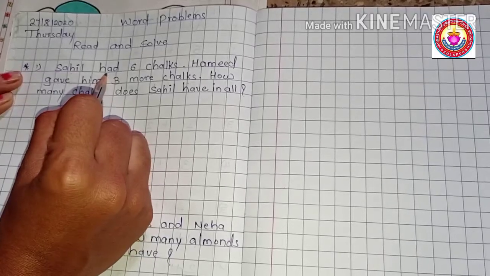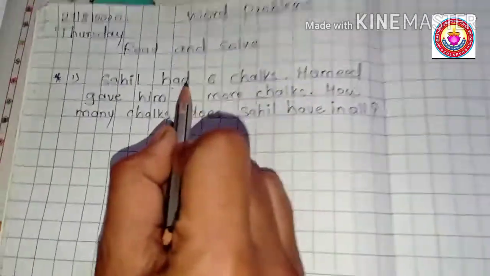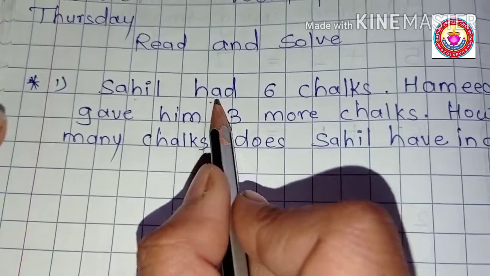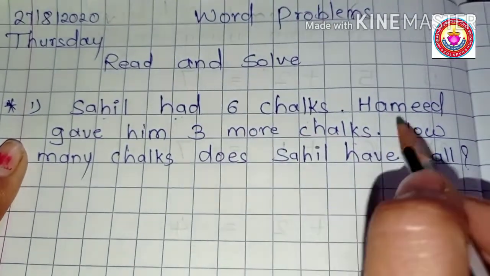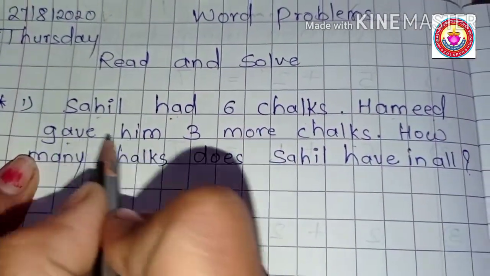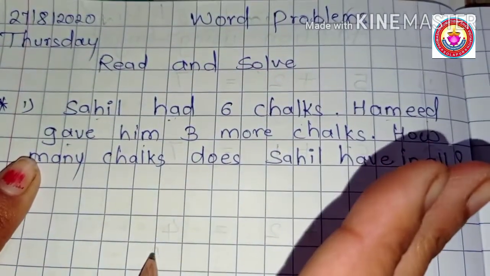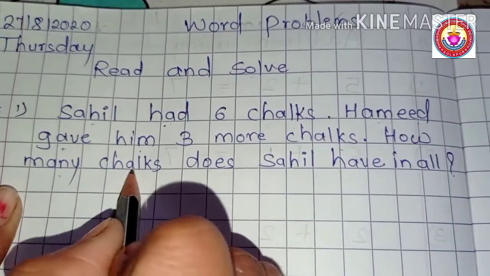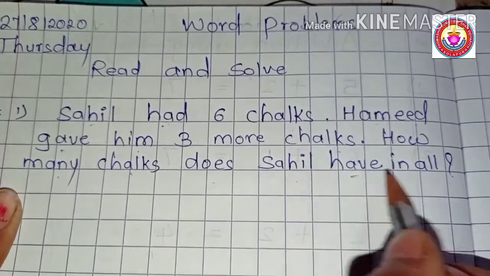Sahil had 6 chalks. Hamid gave him 3 more chalks. How many chalks does Sahil have in all?